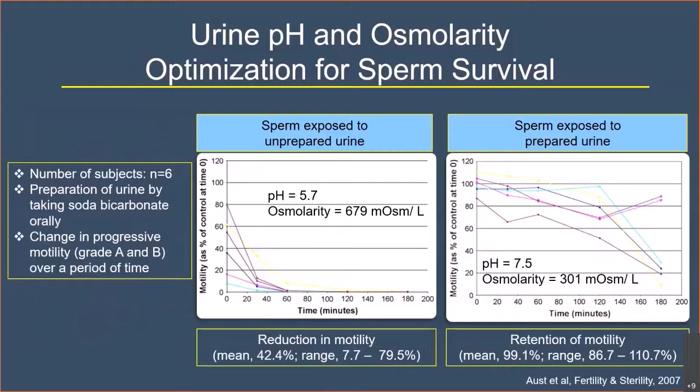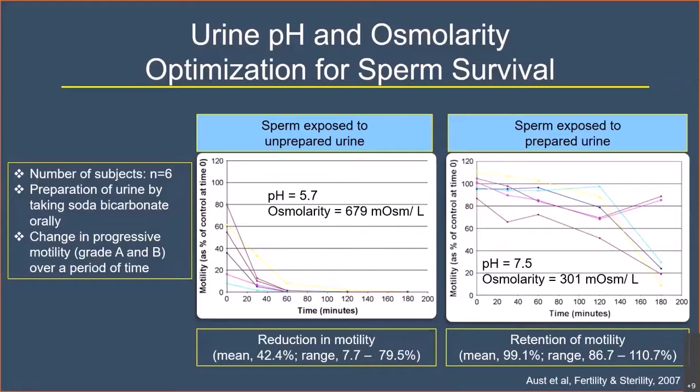As I alluded to earlier, the regulation of urine pH and osmolarity is important for sperm survival. This study reported in Fertility and Sterility looked at 6 normal subjects, and their semen sample was exposed to different types of urine. The first image shows sperm exposed to unprepared urine, which is the first urine sample in the morning with a very low pH and a high osmolarity. This study examined the change in progressive motility grade A and B once the semen sample was exposed to the urine sample. As the first figure illustrates, there was a marked, immediate reduction in motility of 42%, ranging up to 80% in the sample exposed to unprepared urine.